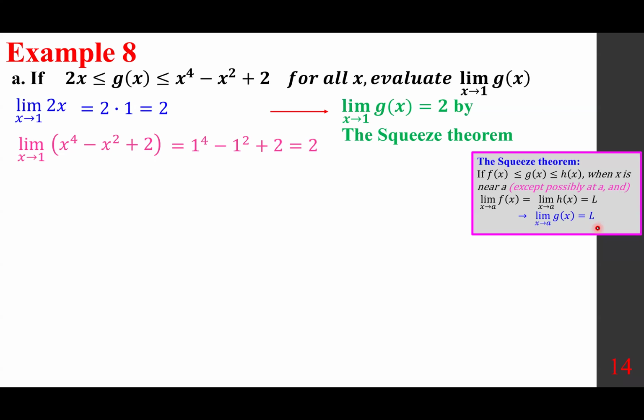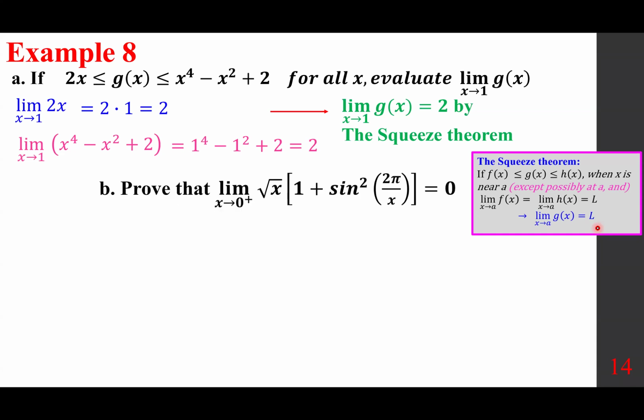Prove that the limit of square root of x times the bracket 1 plus sine squared of 2 pi over x, as x approaches 0 from the right, is 0.